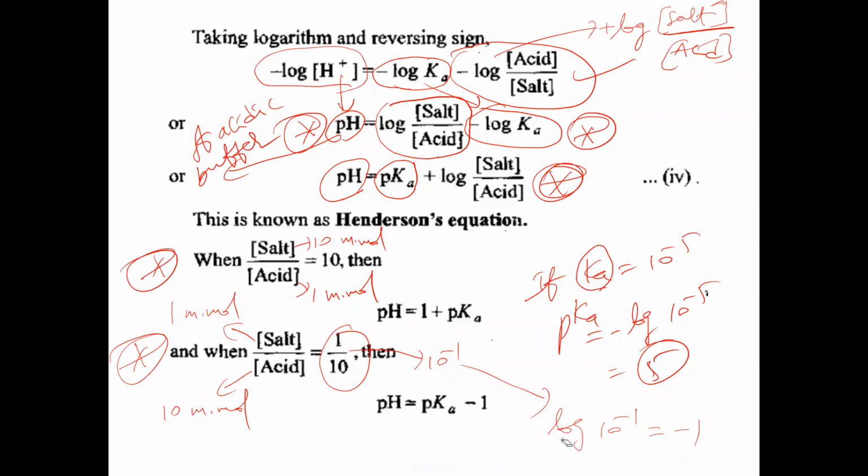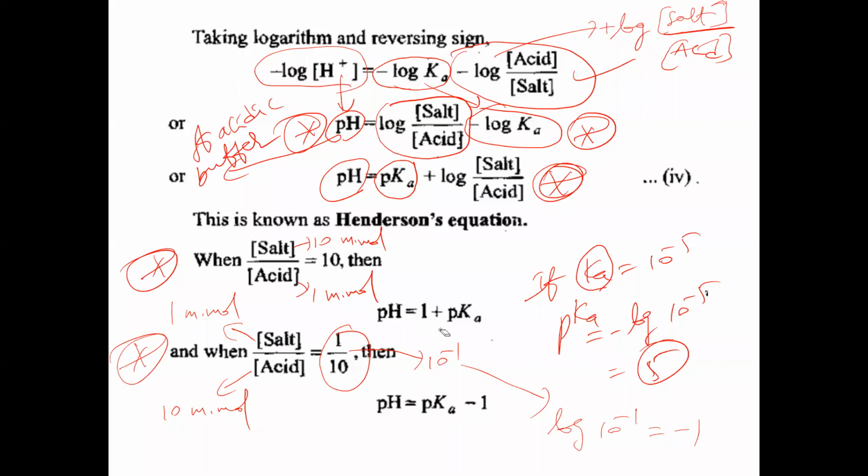So this point keep in mind: log 10 power minus 1 is minus 1 here. That's why pH is equal to pKa value plus log 10 power minus 1. Salt by acid is 10 power minus 1, so log 10 power minus 1 is minus 1. So pH is equal to pKa minus 1.